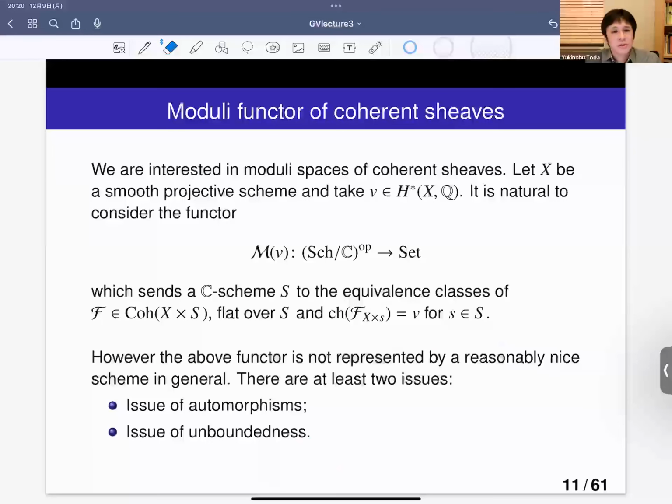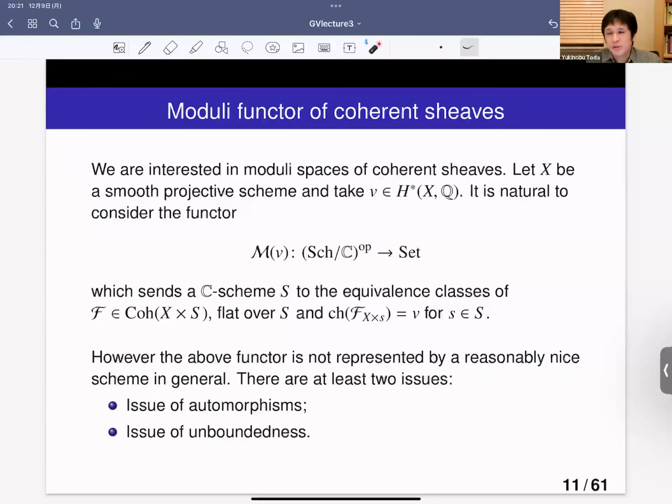Well, then we are interested in moduli spaces of coherent sheaves. So we want to consider some flat family of coherent sheaves. For simplicity, let's assume that X is a smooth projective scheme, and let's take V in the usual singular cohomology group of X. Then it is natural to consider the functor like this. So V is just the numerical class.